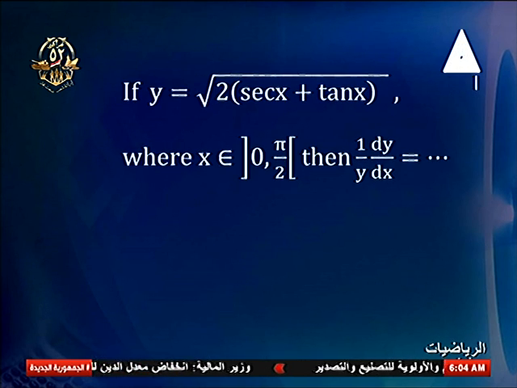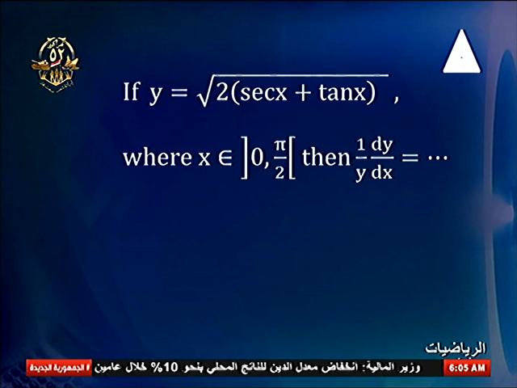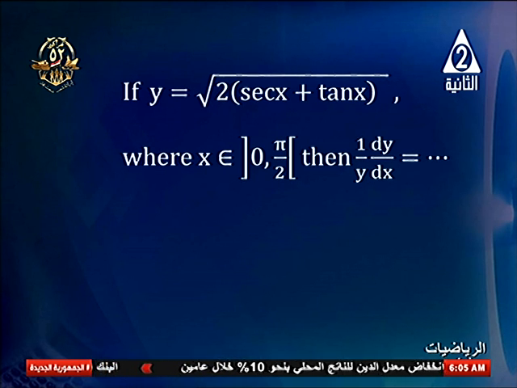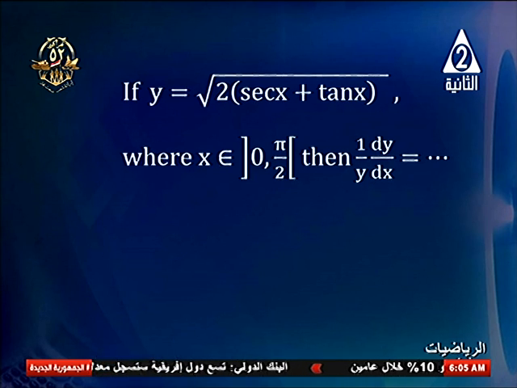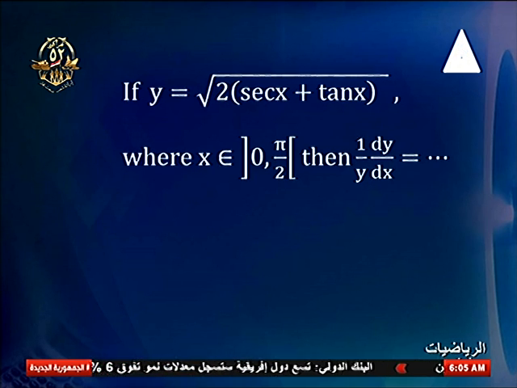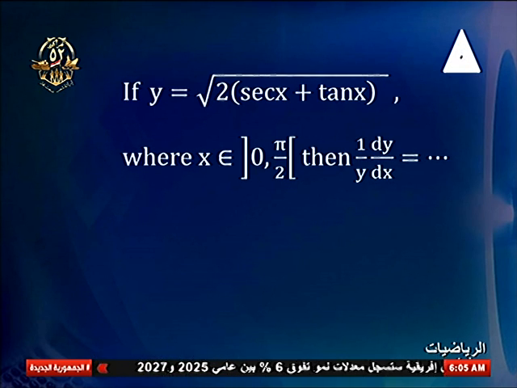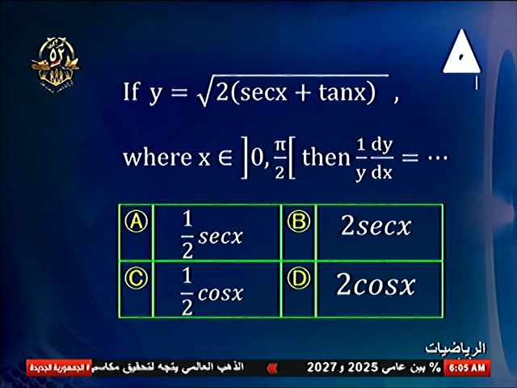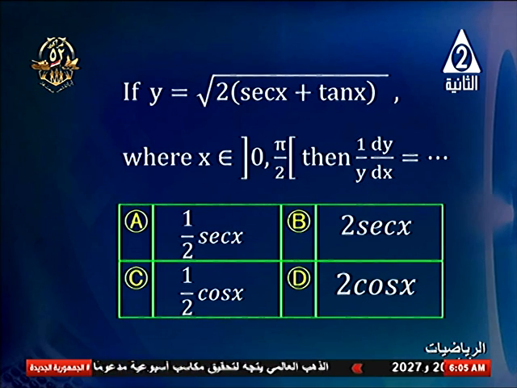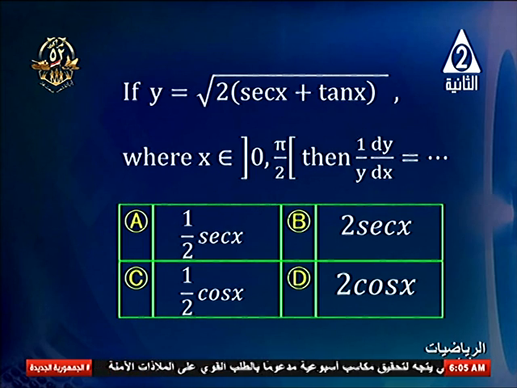If y equals the square root of 2 multiplied by the bracket containing sec x plus tan x, where x belongs to the open interval 0 to pi over 2, then what is the value of 1 over y multiplied by dy over dx? Choose the correct answer: half sec x, 2 sec x, half cosine x, or 2 cosine x.